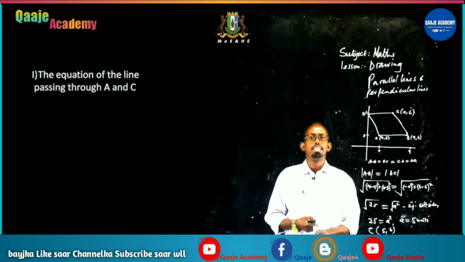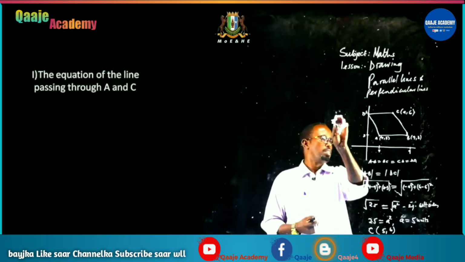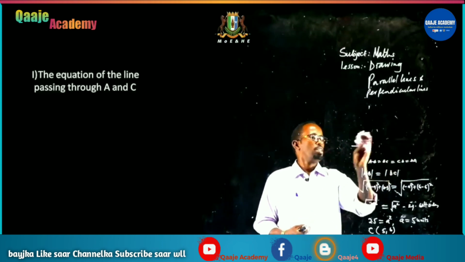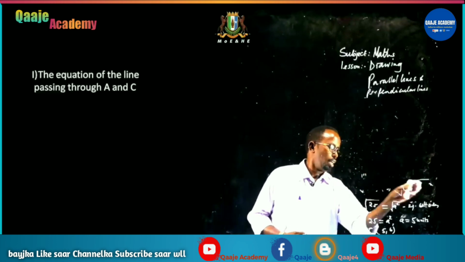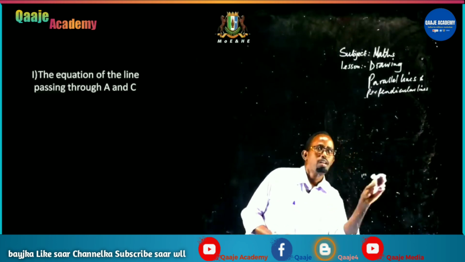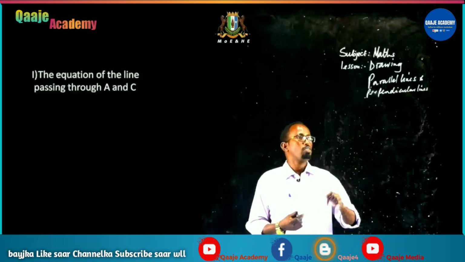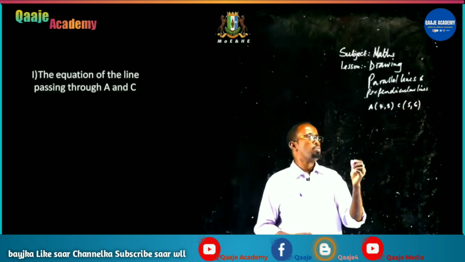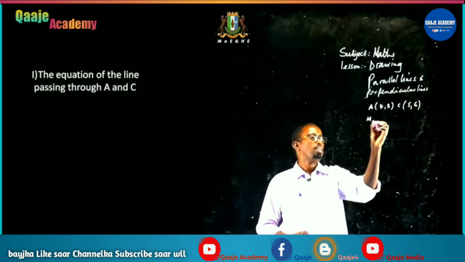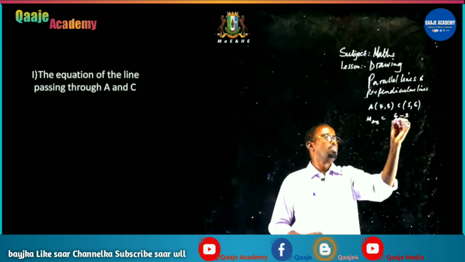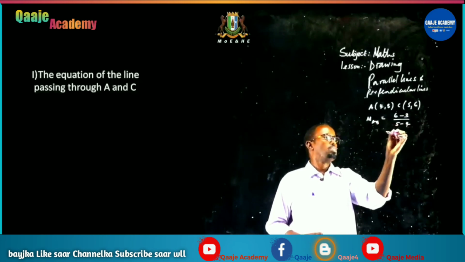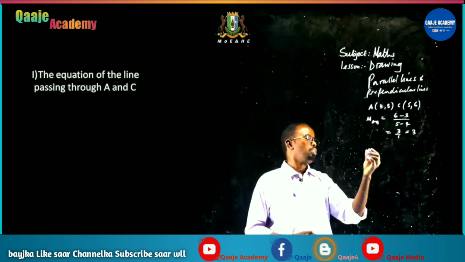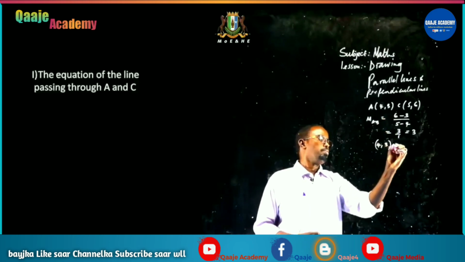The equation of the line passing through A and C. We know A is (4, 3) and C is (5, 6). First of all, let's find the gradient: 6 minus 3 divided by 5 minus 4. 6 minus 3 is 3, over 1, you get 3. So for the equation, you pick one of these points: we have (4, 3), and m is 3.